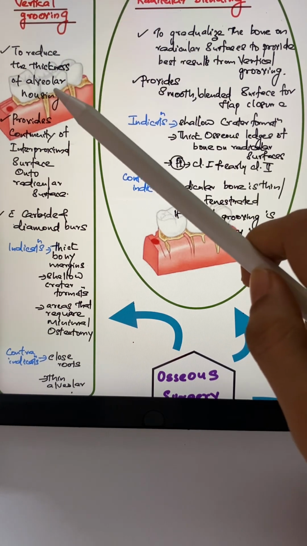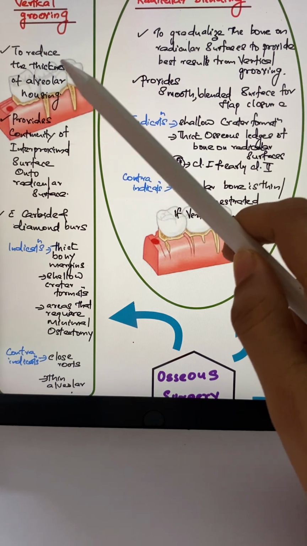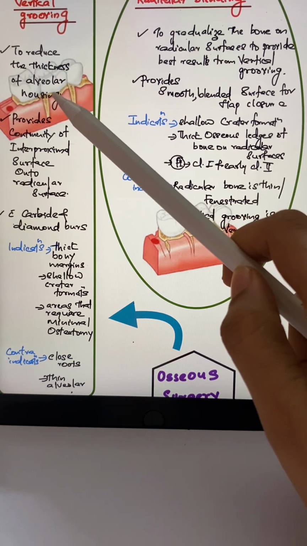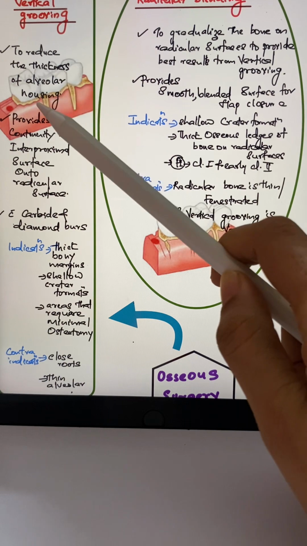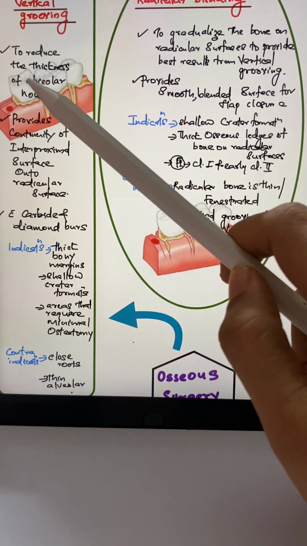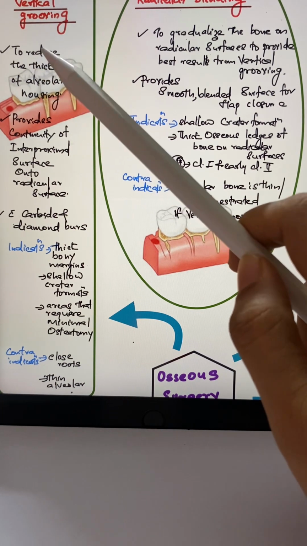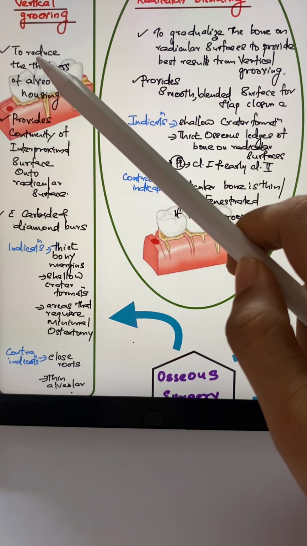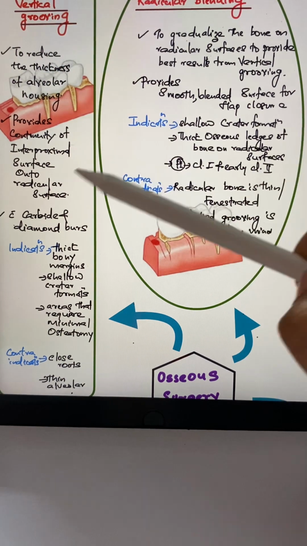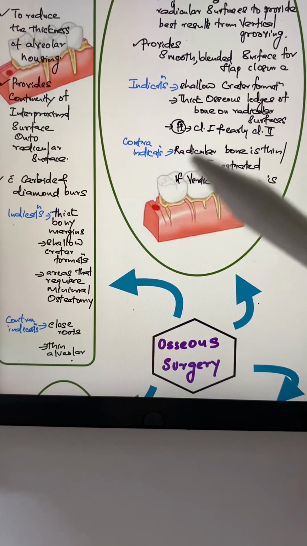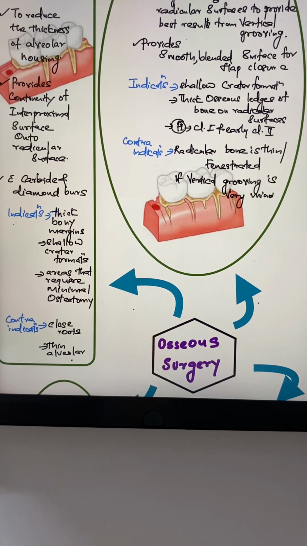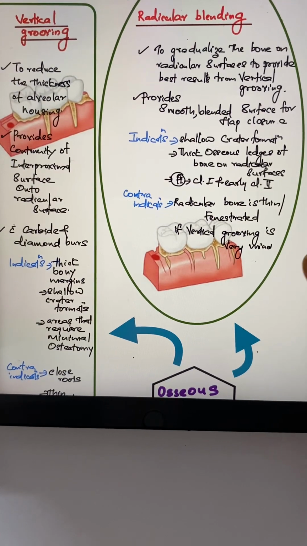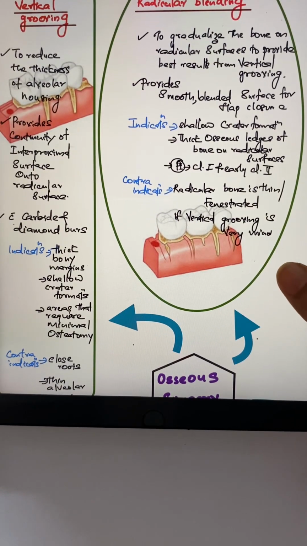And the indications are, if the bone margins are very thick and we need to get access, in such cases we can do this vertical grooving. And if the condition is like shallow crater formation and areas that require minimal ostectomy, in these cases we can do the vertical grooving. But in the case of close roots and thin alveolar housing, in these cases we are not supposed to do this kind of vertical grooving procedure.